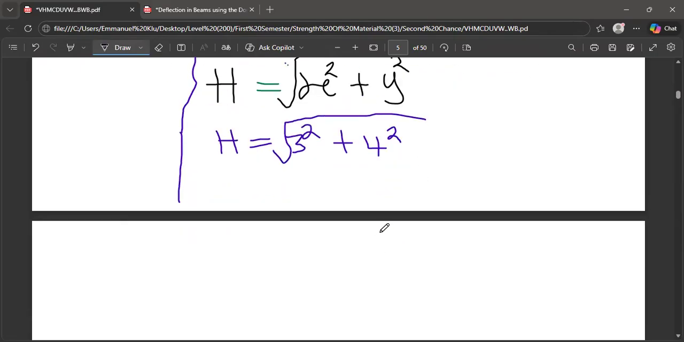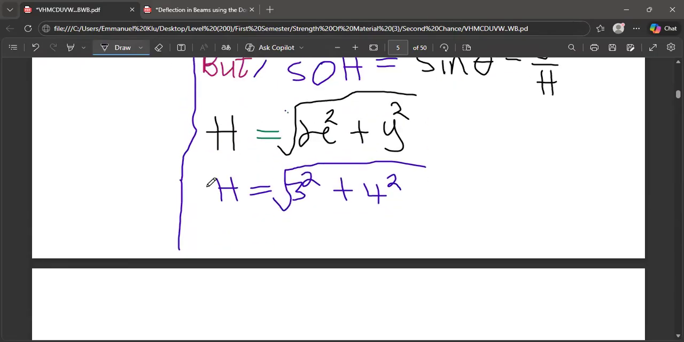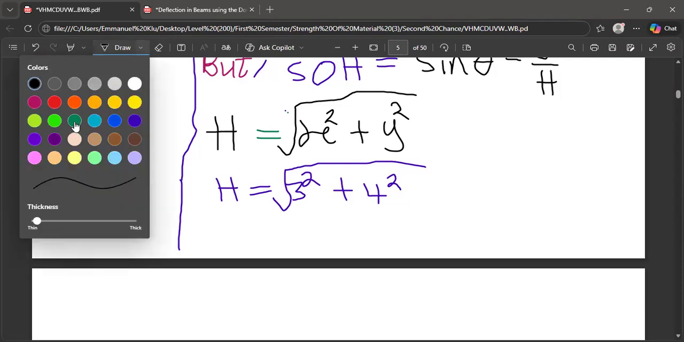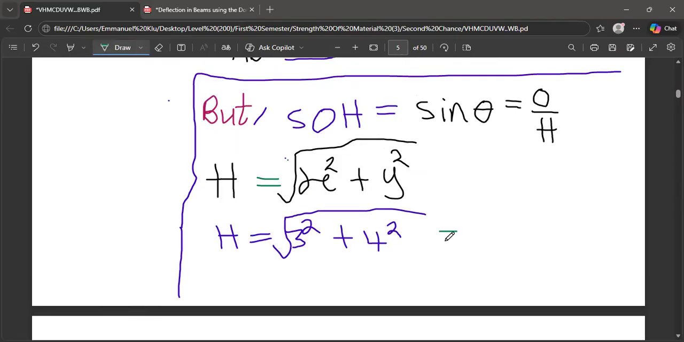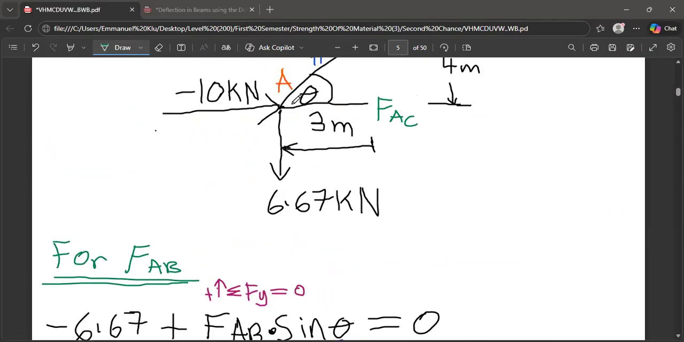Yes, exactly. So from here, let's all quickly add this together. When you add this together, you're going to get 5 units. Anytime you do a square root, your answer is going to become plus or minus, but we want to adopt the positive for our calculation purposes. So now we know that the h over here is 5.